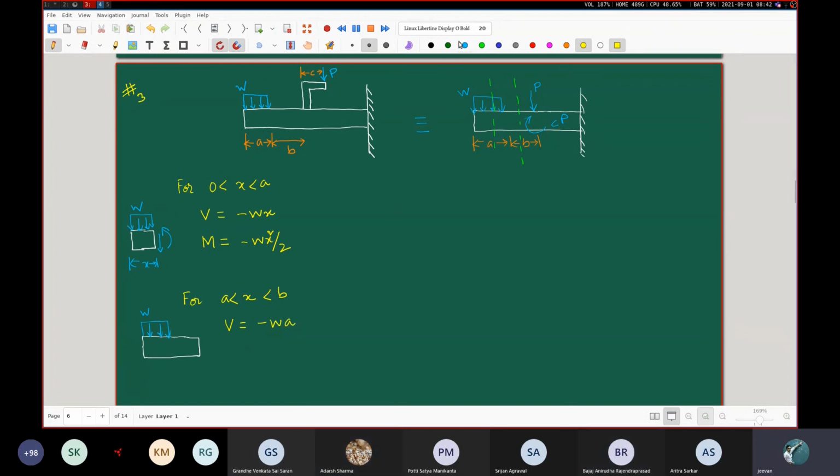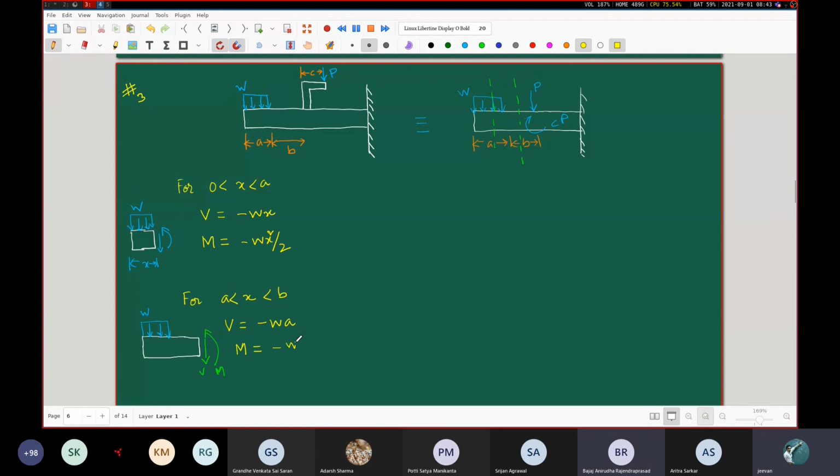So please note that I am considering this diagram again. This is V, this is M. What is the expression of M? Minus w a x plus w a square by 2.